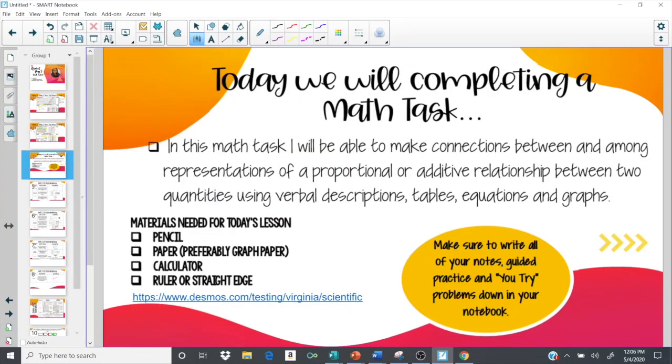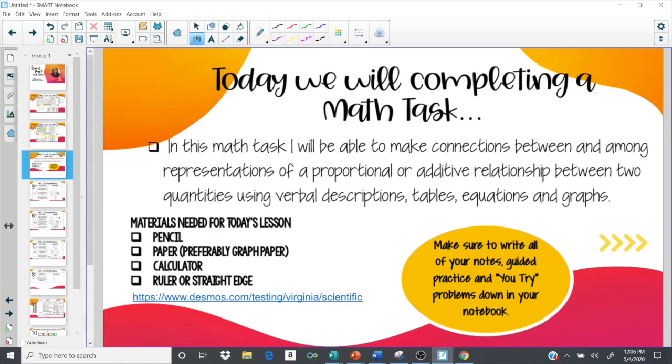So today we will be completing a math task. In this math task, we will be able to make connections between and among representations of a proportional or additive relationship between two quantities using verbal descriptions, tables, equations, and graphs.